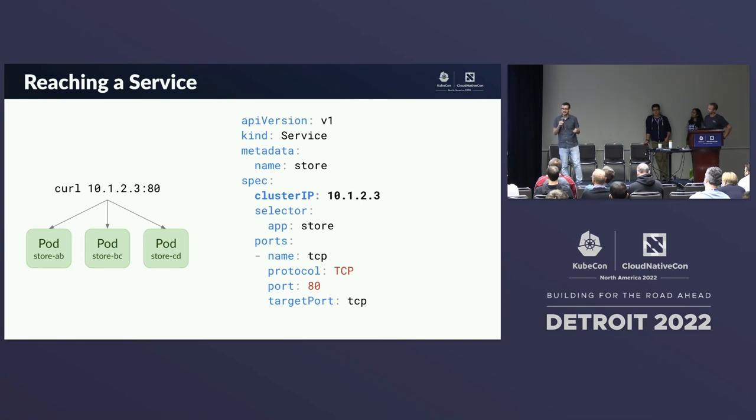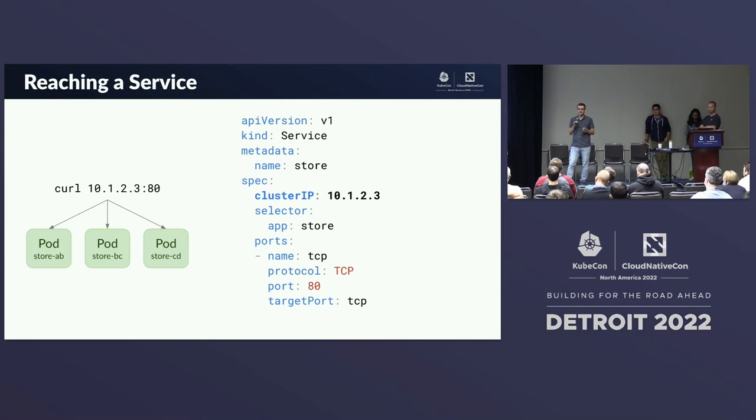Now, reaching a service is fairly straightforward. Each service is assigned one or more cluster IPs, depending on if you're using multiple IP families. So in this case, you can take that cluster IP and make a request to it, and you'll be routed to one of the pods backing that service.